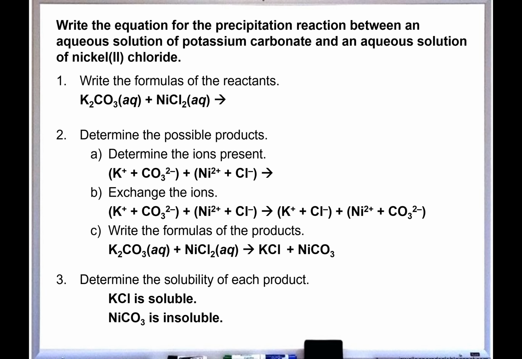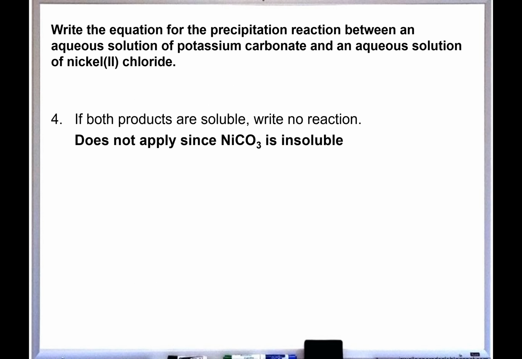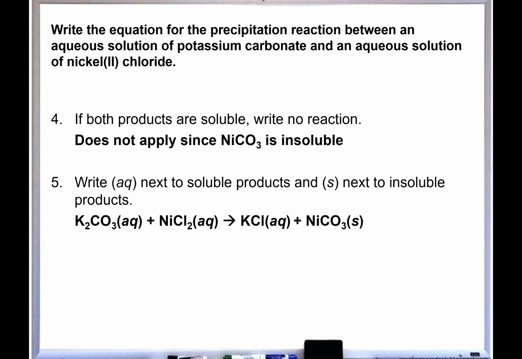Okay, number 3, determine the solubility. We said that KCl is soluble. We said that nickel carbonate is insoluble. Okay, if both products are soluble, write no reaction. Since we don't have a driving force, that would be no reaction. But in this reaction, we do have a solid product. So we do have a driving force, so we have a reaction. And then lastly, just rewrite the equation, including your states.